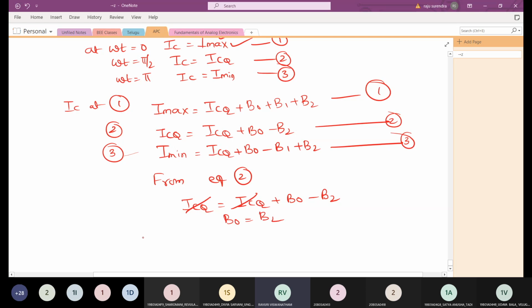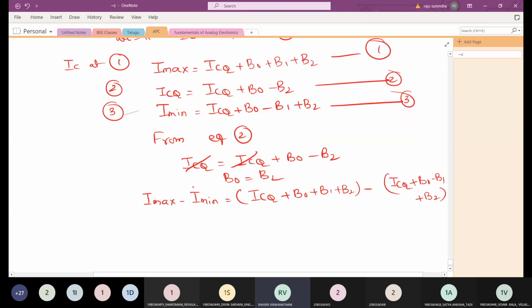What is I maximum? I maximum minus I minimum. I maximum is ICQ plus B0 plus B1 plus B2, minus ICQ minus B0 plus B1 minus B2.